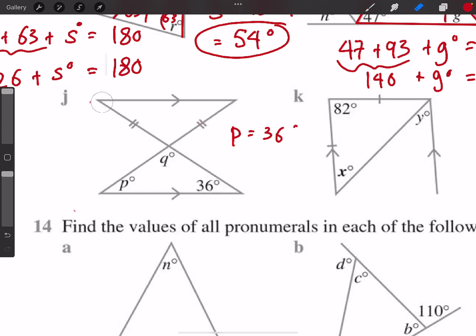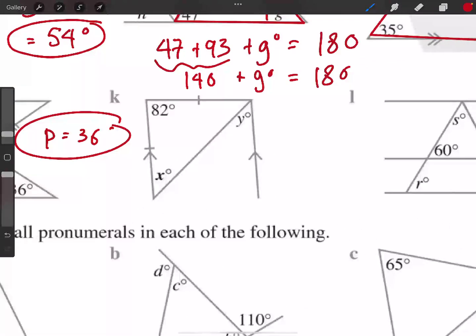Right, and now what's angle Q? Well, we have 36 here. 36 plus 36 will be 72. So these two angles add to 72. Q is equal to 180 take away 72, and that's equal to 108 degrees. So that's Q.